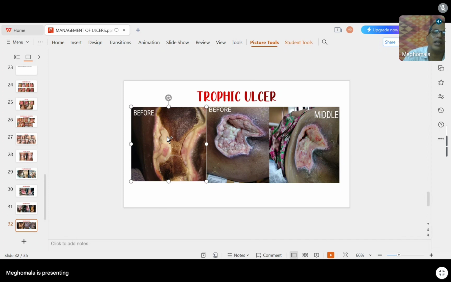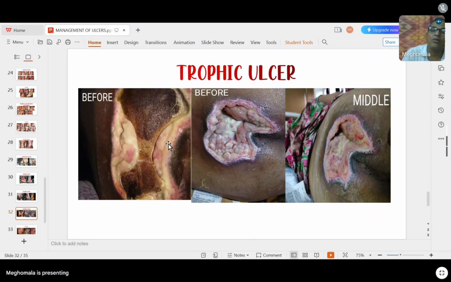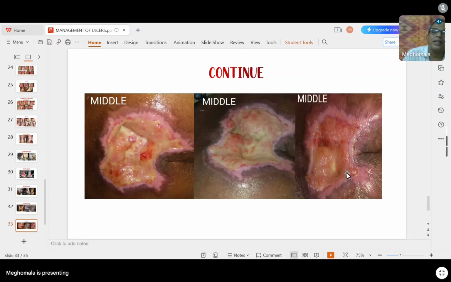That type of ulcer is there. And after dressing by the students where I am working, you see that blackish discoloration ultimately goes off, and there is some sort of granulation tissue formation. This red is granulation tissue formation.